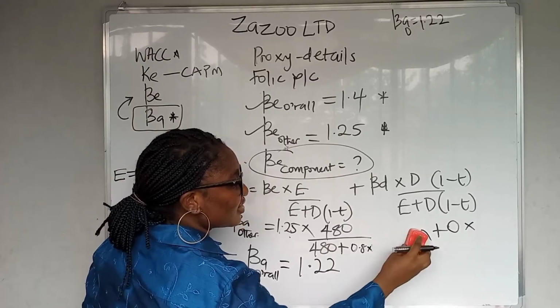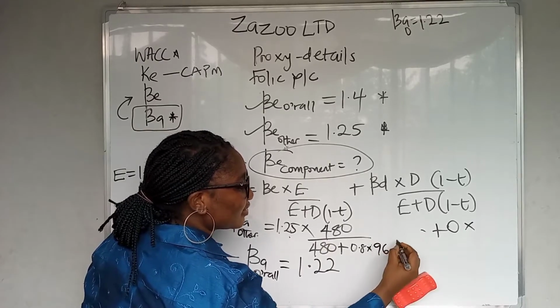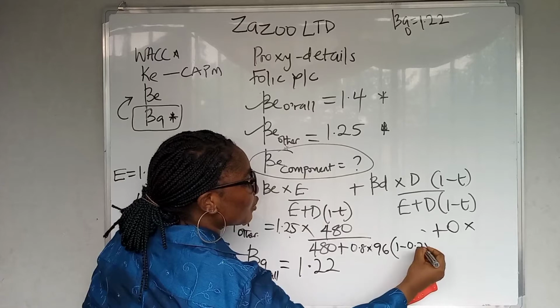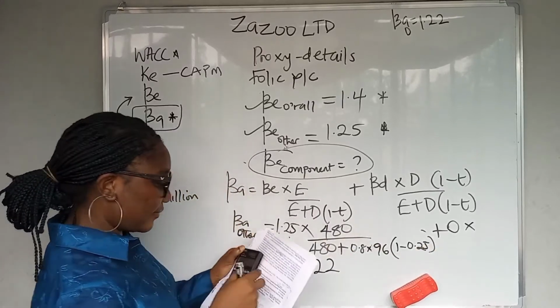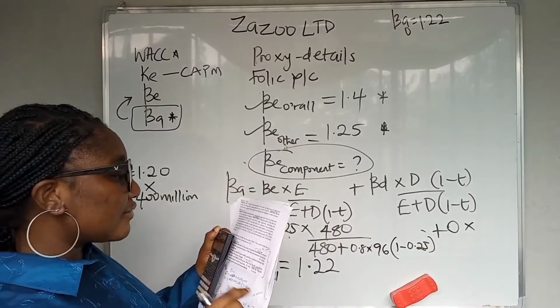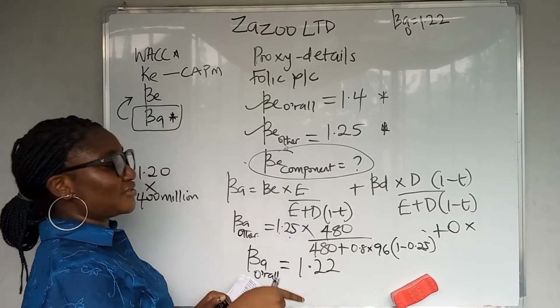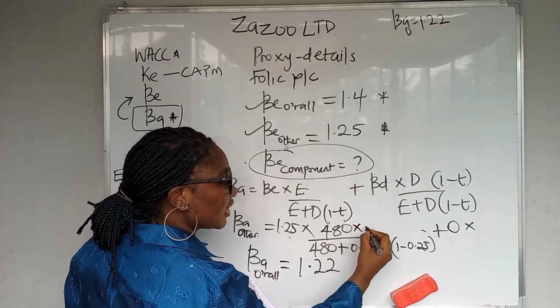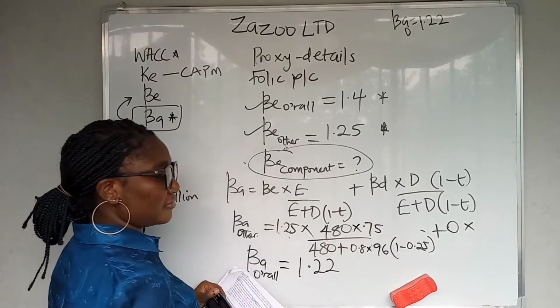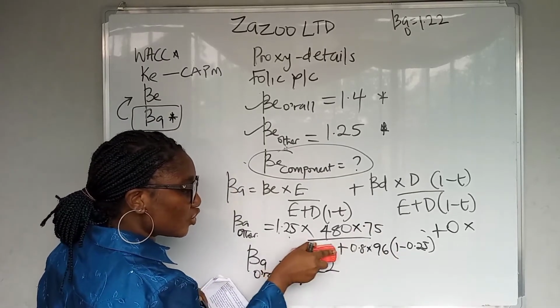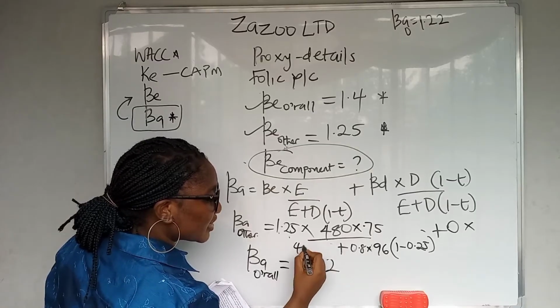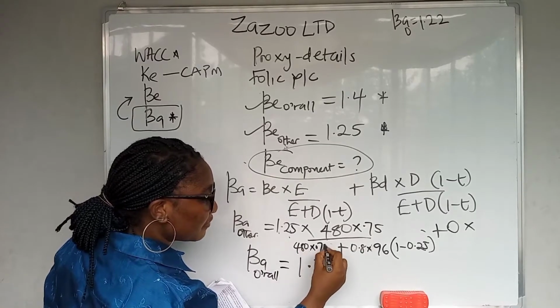Does it make sense? See, I don't like when I'm explaining something and then it's now even getting more complicated. So let me know in the comment section if you're understanding. And they now said that 75% of Folix PLC equity finance is attributed to other activities. Just 75%, times 0.75. So this 480 here is not going to be 480. It will be 480 times 0.75.